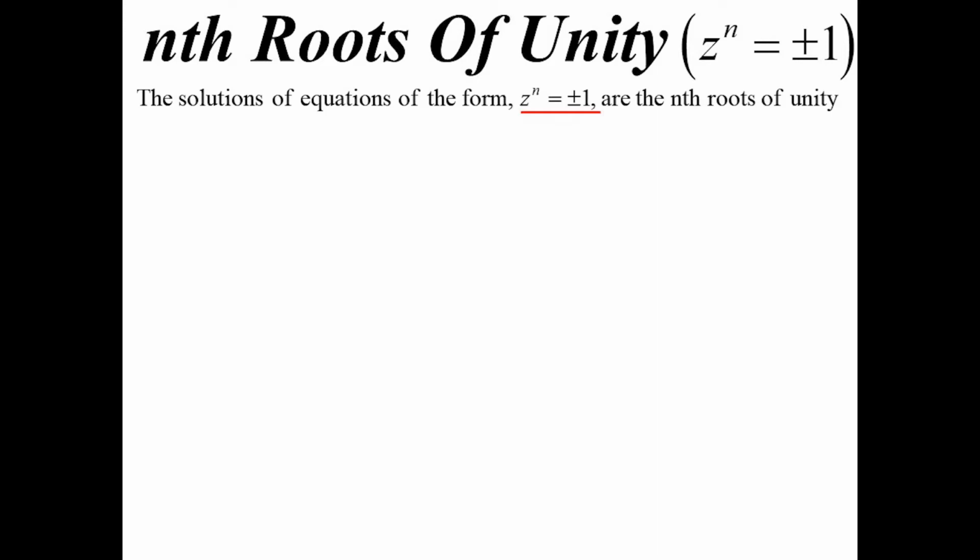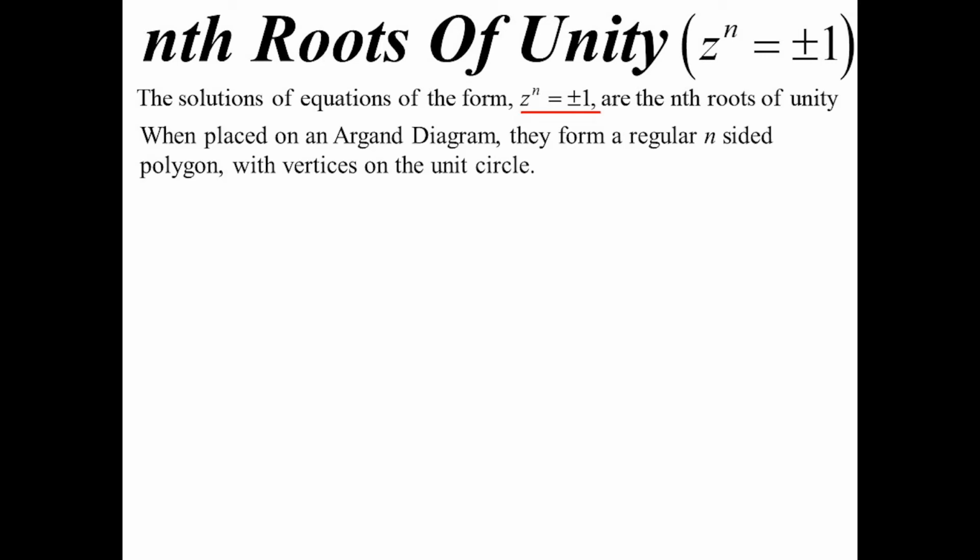Alright, so we're going to look at the nth roots of unity, which are basically the solutions to the unit equation, z to the power of n equals 1 or minus 1. So we call these the nth roots of unity. If you were to plot all the solutions, we'll end up with a lovely regular polygon, if we were to join them up, with the vertices all on the unit circle. Because remember how we said all the solutions are going to be symmetric? So you'd end up with a nice polygon.